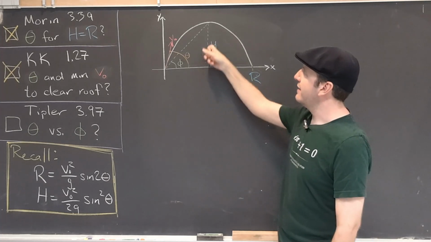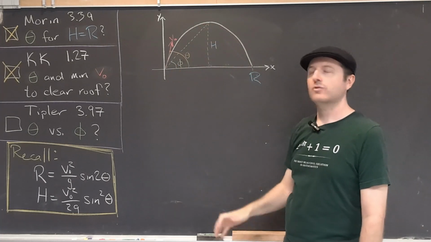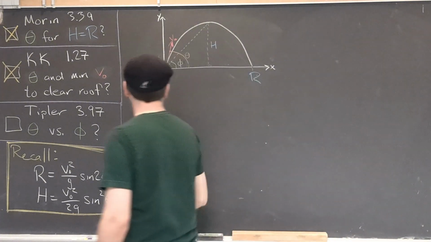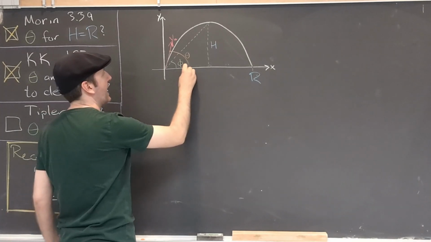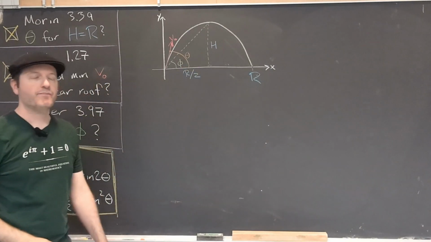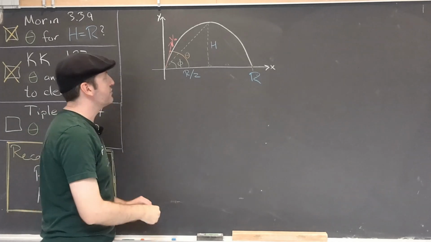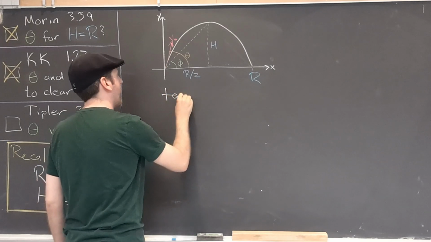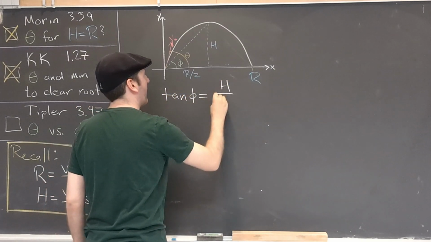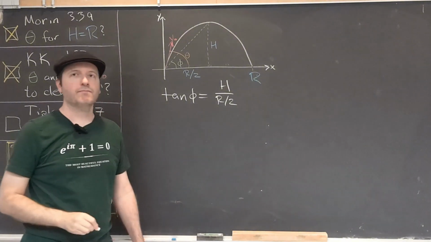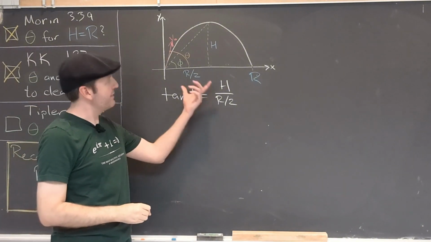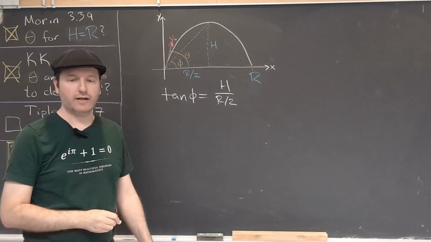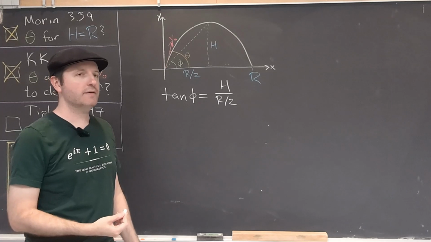Okay, notice that we have this little dotted green triangle, which has an opposite side of capital H. And by symmetry, the near side is half of the range. So I can immediately write down a relation for this angle phi in terms of the tangent. Okay, that makes sense. Opposite over adjacent is always a good friend here, and that is indeed that little foot angle there. How do I bring in the other theta?